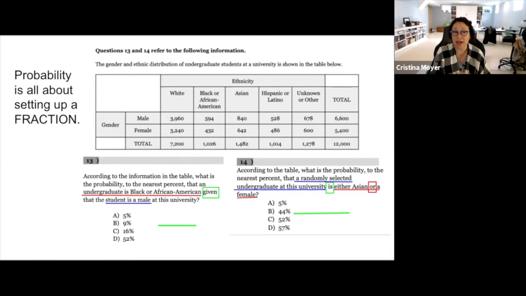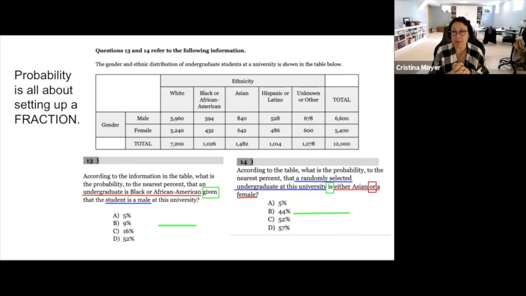And you'll notice that in the two questions, I have some things underlined in red and some things underlined in blue, and they are not before the same word. So we've got this given, and you have this word is, and in number 13, it goes red, given, blue, and in number 14, it goes blue, is, red. So we want to remember with probability that they're not always going to set up the same way, like numerator, keyword, denominator, or vice versa.